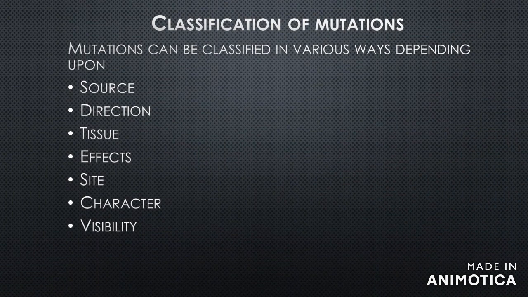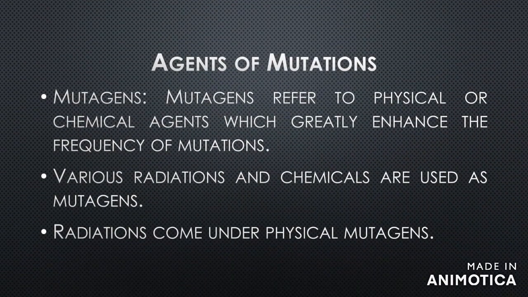Classification of mutations. Mutations can be classified in various ways depending upon source, direction, tissue, effects, site, character, and visibility. Agents of mutations. Mutagens. Mutagens refer to the physical or chemical agents which greatly enhance the frequency of mutations. Various radiations and chemicals are used as mutagens. Radiations come under physical mutagens.